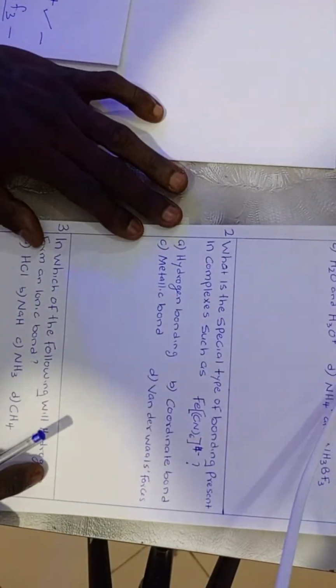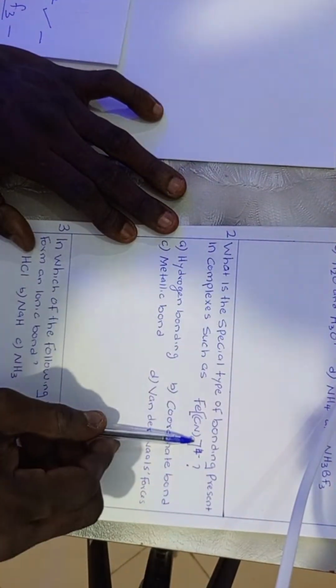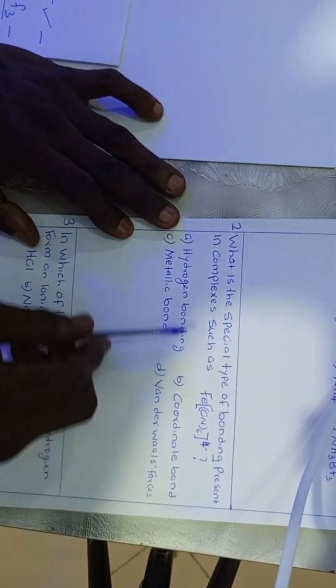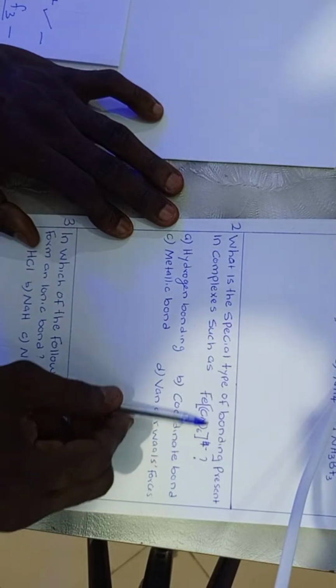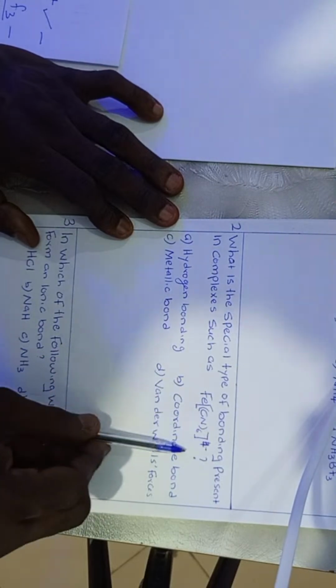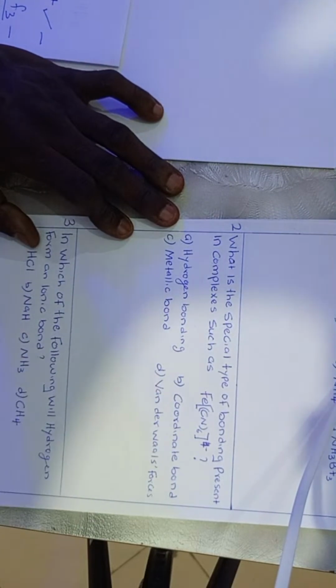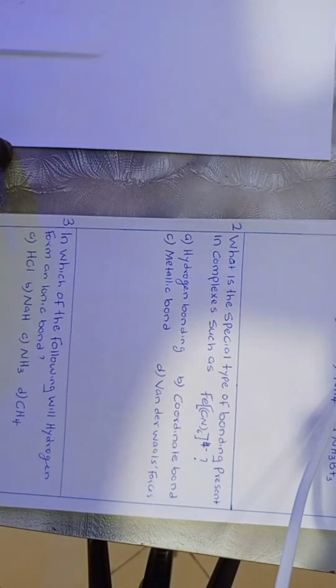For question number 2, it says, what is the special type of bonding present in complexes such as this? Look at the complex ion we have here. So what type of bond exists in this complex? Now let's break down this complex step by step.